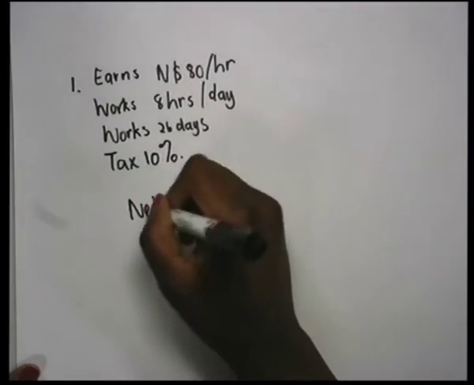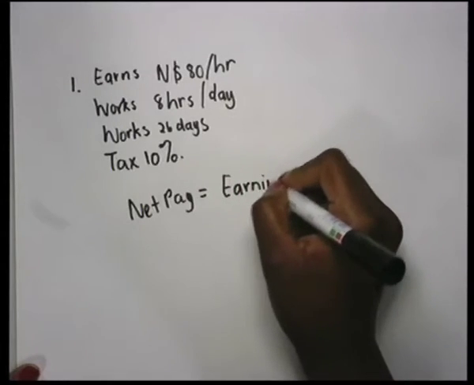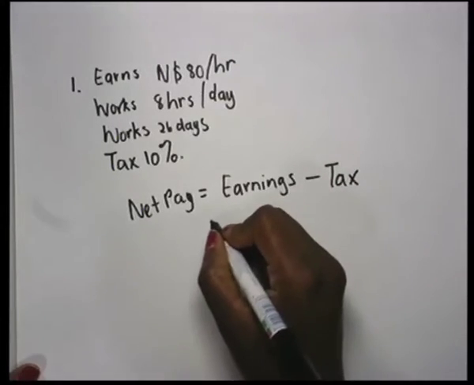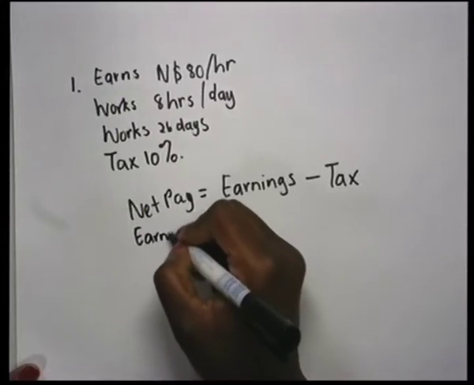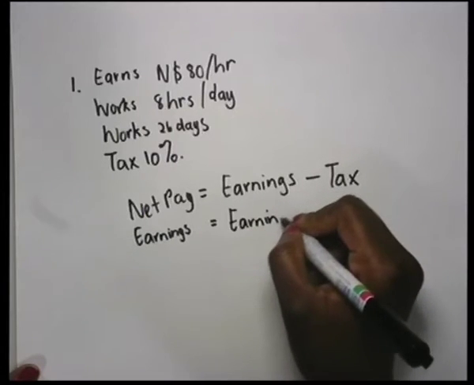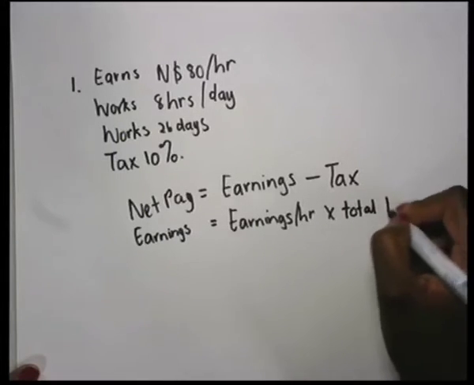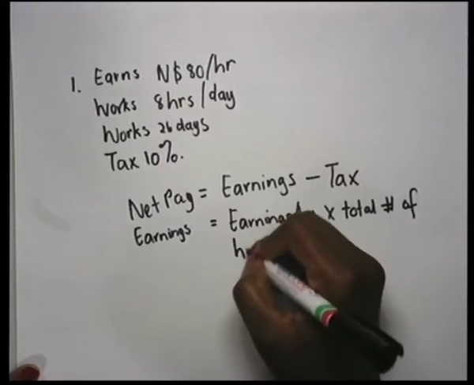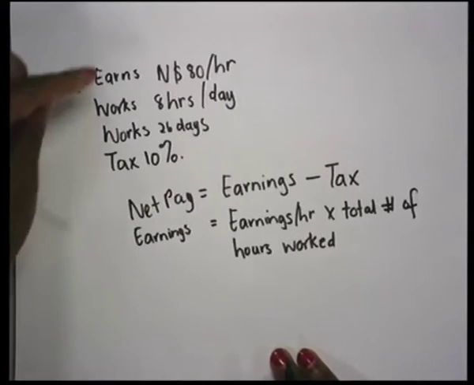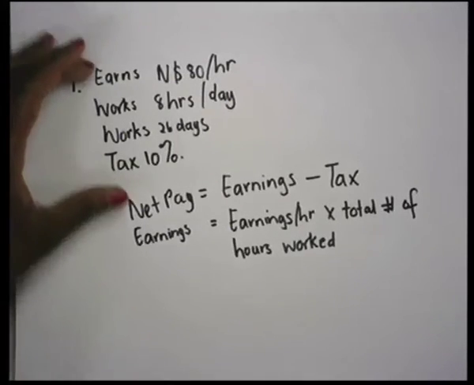Net pay is equal to earnings less tax. Earnings is equal to earnings per hour times total number of hours worked. Since we've written down all the details of the information given to us and we have the formula, all that we need to do is put the information that we have into the formula.